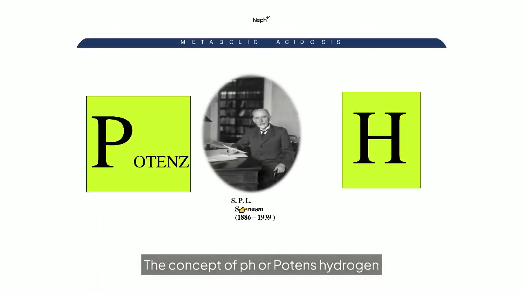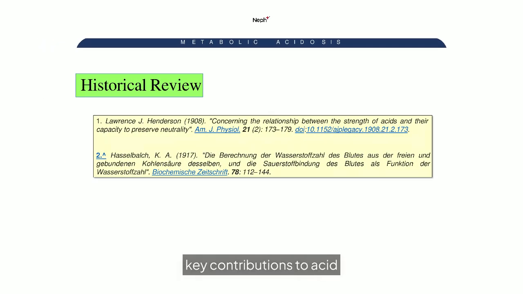The concept of pH, or potens hydrogen, was introduced by S.B.L. Svensson. Understanding pH is crucial in assessing metabolic acidosis, as it measures the acidity or alkalinity of a solution, impacting various physiological processes. A historical review highlights key contributions to acid-base balance understanding. Lawrence J. Henderson and K. Hasselbalch made significant strides in the early 20th century, laying the groundwork for modern interpretations of metabolic acidosis.